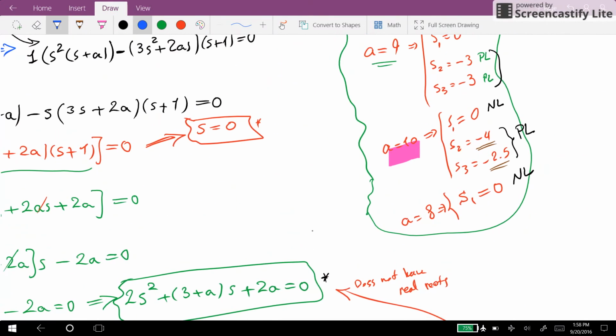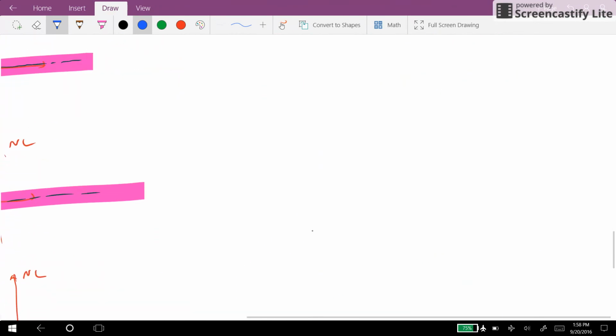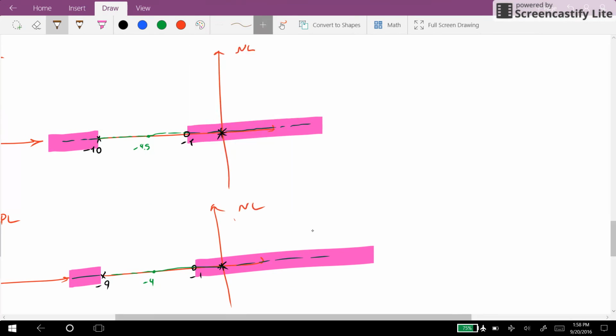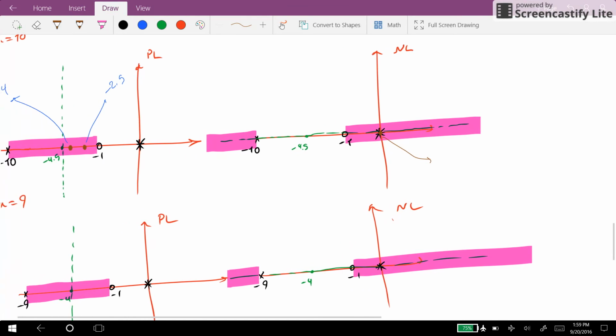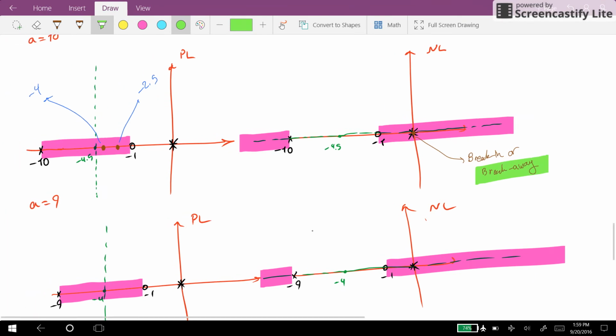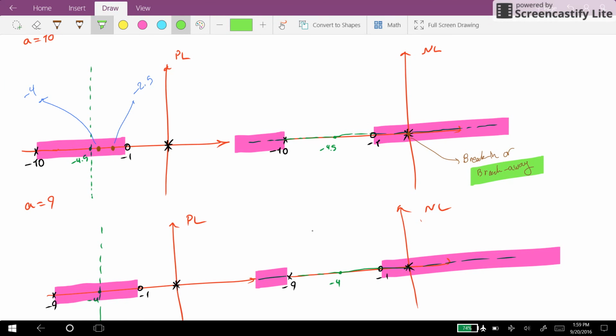Then we have s equal to 0, which belongs to the negative locus. So this is another point right at the origin, which belongs to the negative locus. This is a break-in or break-away point, and we can refer to the second derivative of rho with respect to s. But here we can see that since we have two poles at the origin, this point is for sure a break-away point. It's not a break-in, but a break-away point. In the case of positive locus, the one at minus 4 and the one at minus 2.5 could be break-in or break-away points, and we will investigate it later.